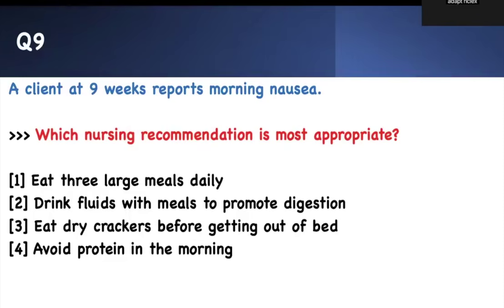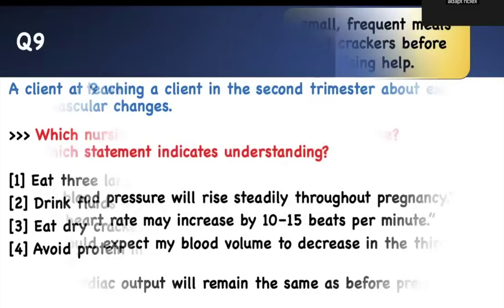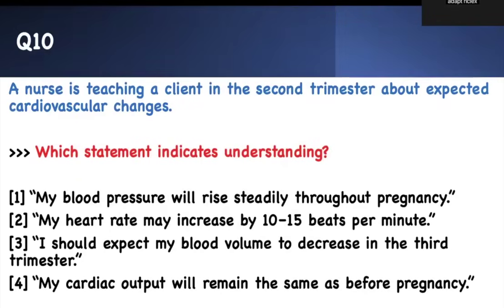Which recommendation is appropriate? 1st trimester. Nausea, well, eat 3 large meals. Well, it's like a reflux. Reflux patients should not be eating 3 large meals. Drink fluid with the meal to promote digestion. You're going to have nausea more. Crackers, come on, man. Before getting out of bed, something to prevent you from having nausea. Avoid protein in the morning. Protein is the best one that you are supposed to have. Therefore, crackers is the key. These are the things you have to teach the patient.